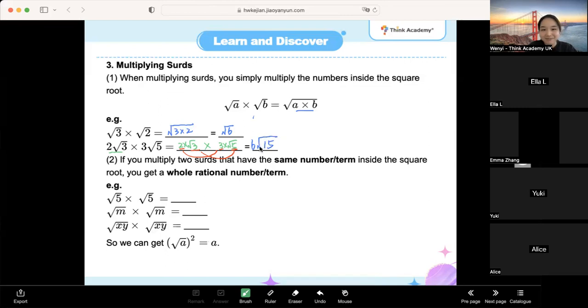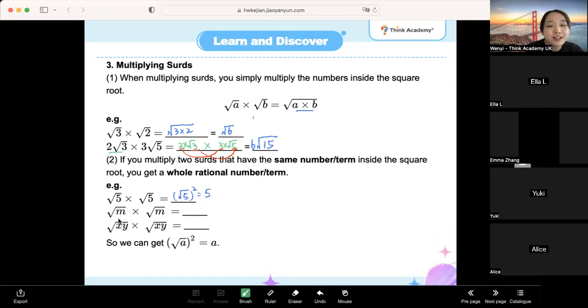All right. And then the next situation is my favorite situation, when we multiply two surds that have the same number or terms inside the square root. Then we can get a whole rational number or terms. For example, we have root 5 times root 5, which can be written as root 5 to the power of 2. And this power 2 and the square root cancel each other out, which frees this 5, and we get the whole rational number as 5.